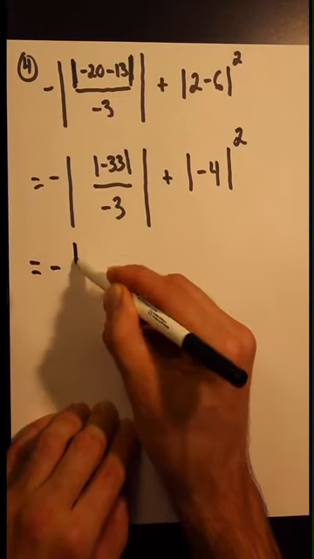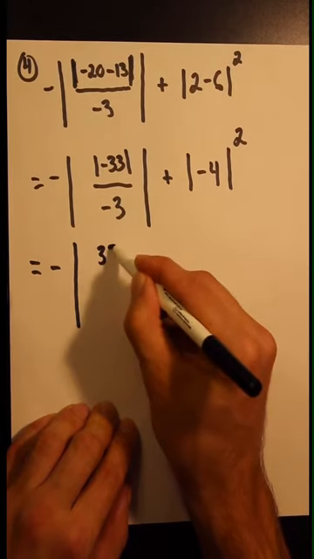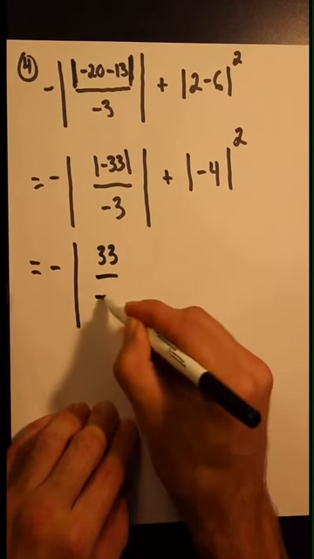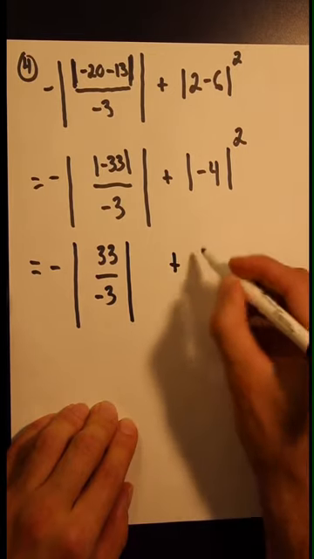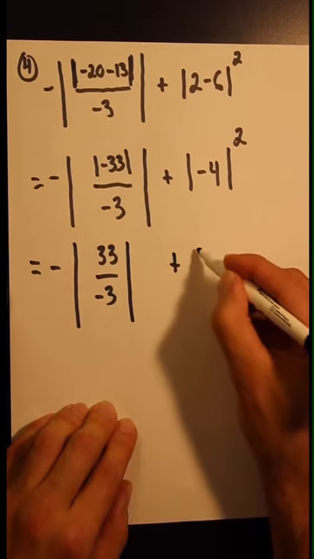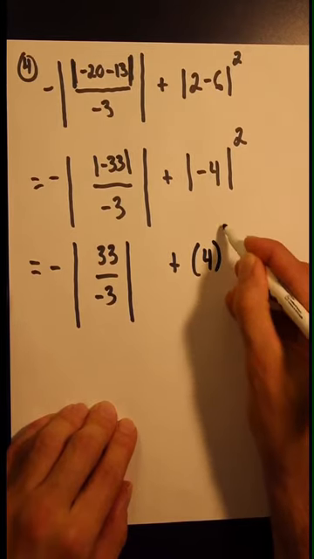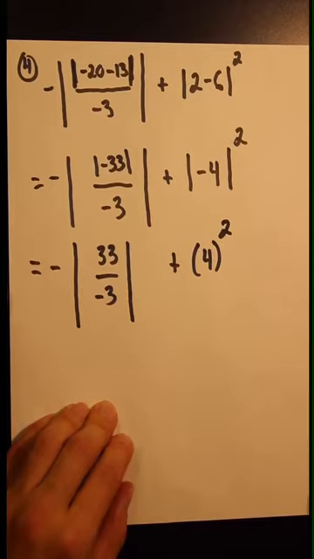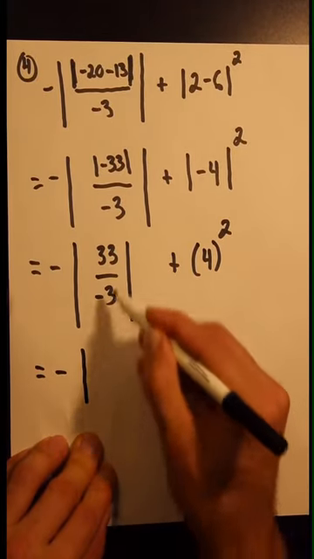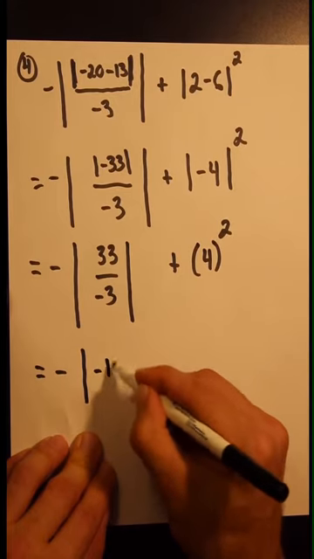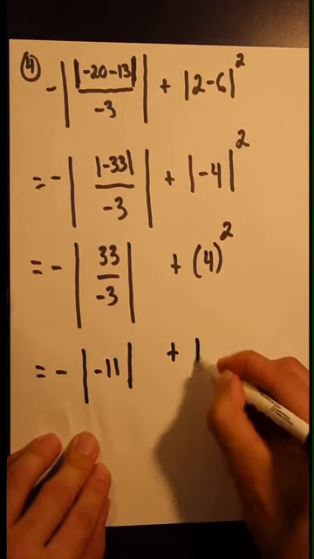So moving along, the absolute value of -33 just becomes +33. Over -3, plus the absolute value of -4 ends up being just +4. We will put a bracket around the +4 and we will square it. 33 divided by -3 is -11, plus 4 squared is 16.